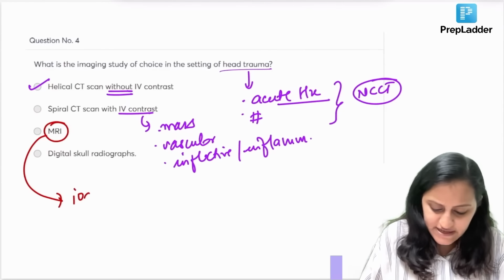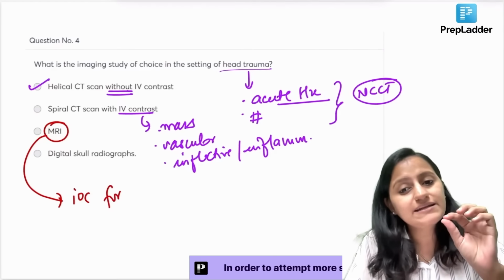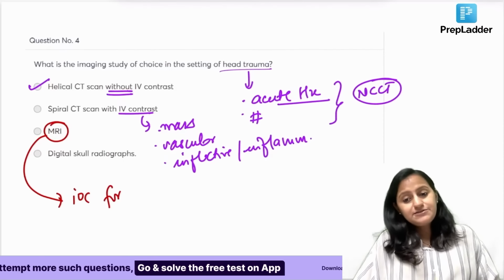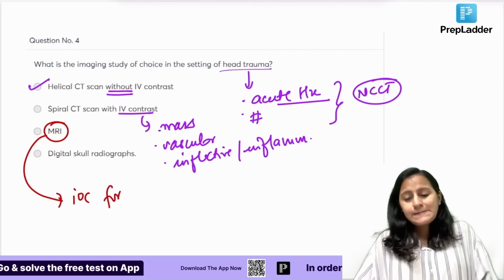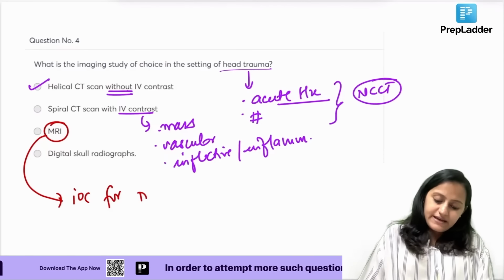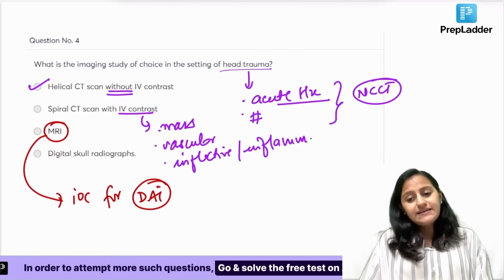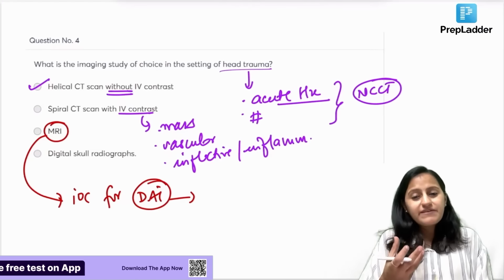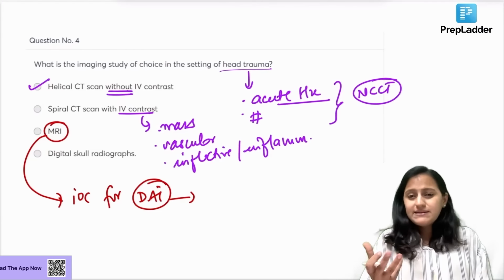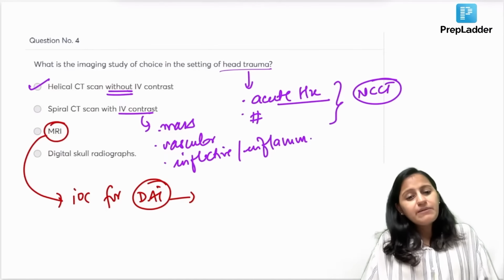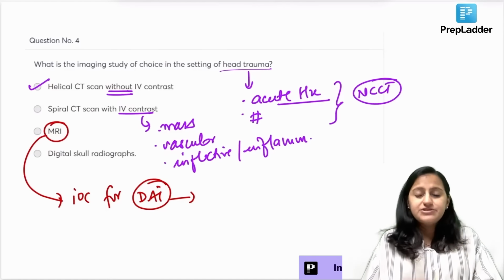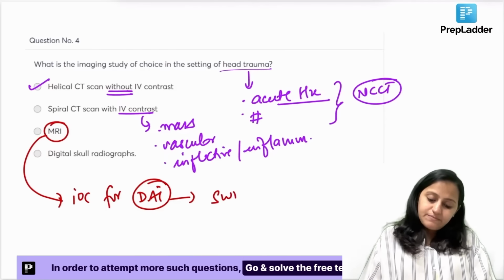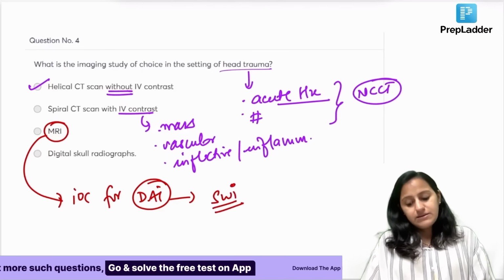MRI is the investigation of choice for which particular head injury? Correct. Absolutely right. It is diffuse axonal injury. Okay, diffuse axonal injury, where classically they give you a patient with road traffic accident, worsening GCS, but the CT scan can be normal. What sequence of MRI particularly do we do for diffuse axonal injury? It is SWI, susceptibility weighted imaging.